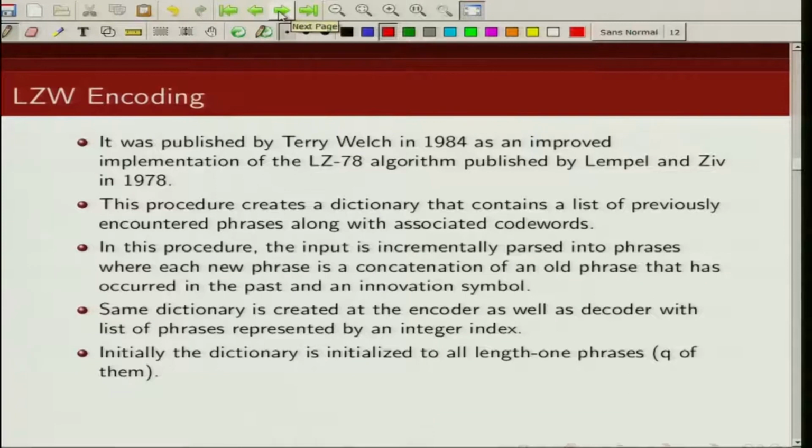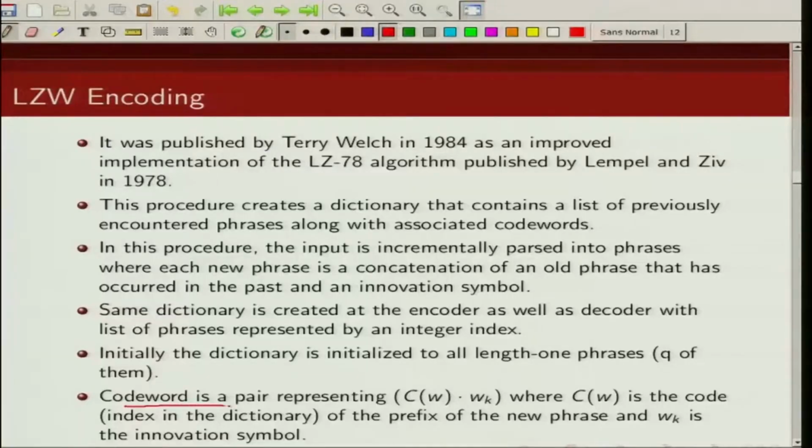To start with, we will initialize our dictionary to all one-length phrases. So let's say your output is binary, so we will put 0 and 1 in our initial dictionary. And a code word is a pair representing the code, that is the index in the dictionary, of the prefix of the new phrase, and WK is the innovation symbol. We'll talk about this when we explain it with an example.